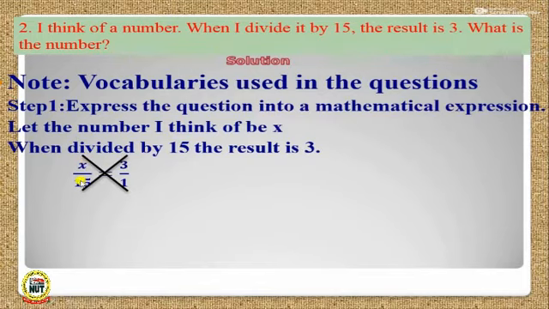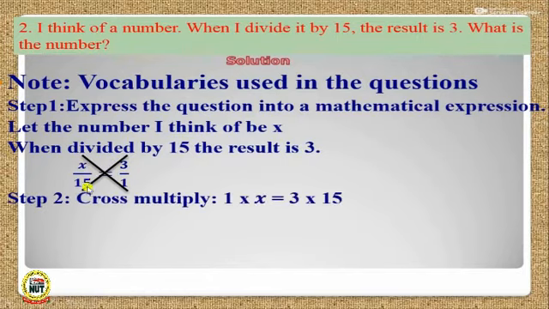x all over 15 is equal to 3 all over 1. So we cross multiply. That is the essence of this sign here. When we cross multiply, it will be x times 1, or you say 1 times x, is equal to 3 times 15. That is, you take what you have on this line, write your equality sign, and then take what you have on this other line.